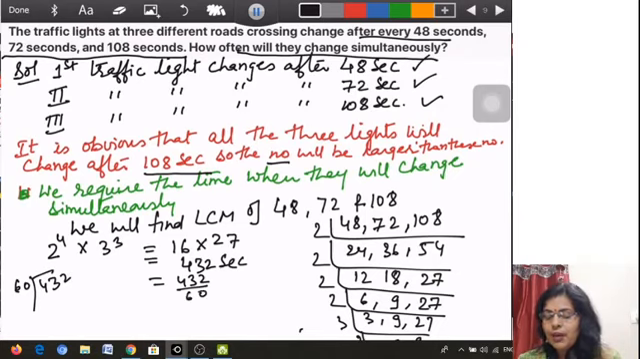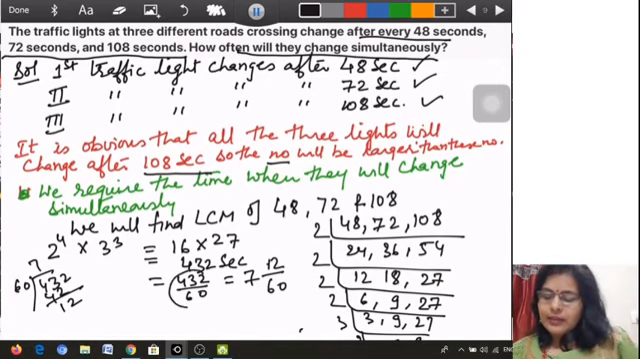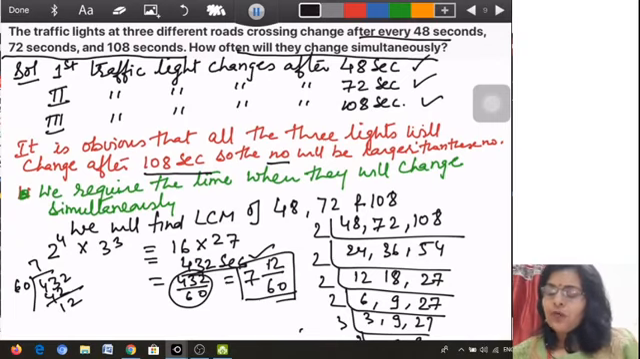Now 6 sevens are 42, and 12 is remaining here. So we write 7 and 12 by 60. So it becomes 7 minutes and 12 seconds. We can simply write the answer like this, or we can calculate it in hours or minutes. This is all we have to do in this type of question.